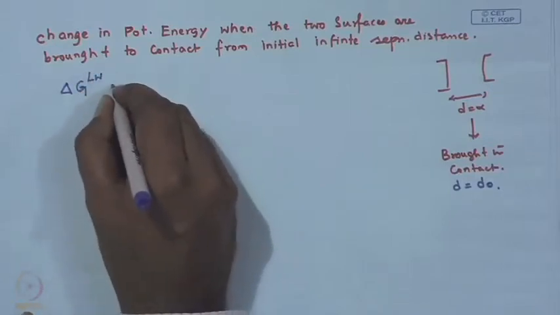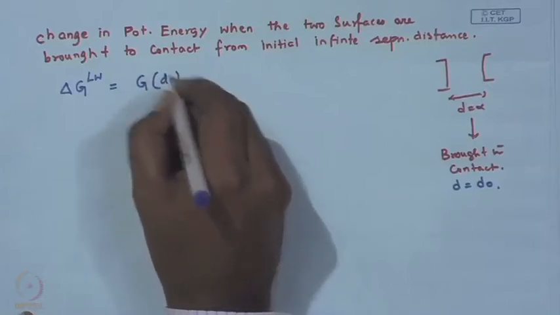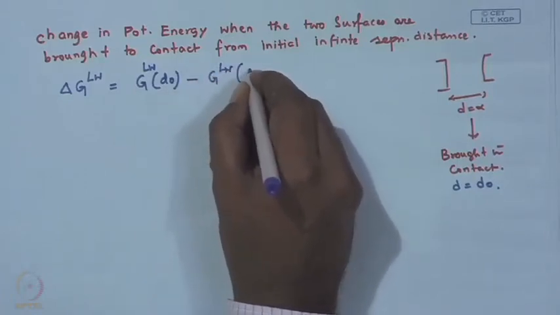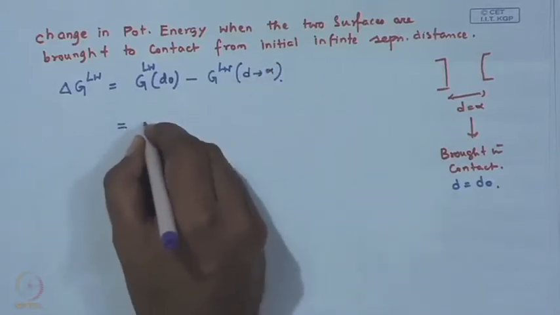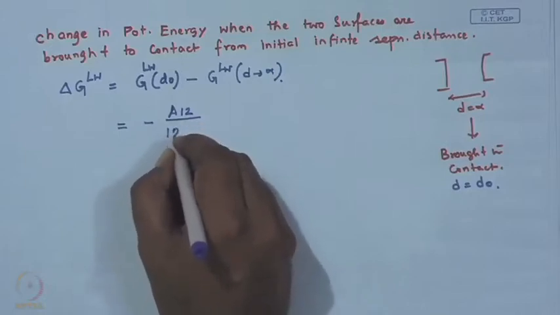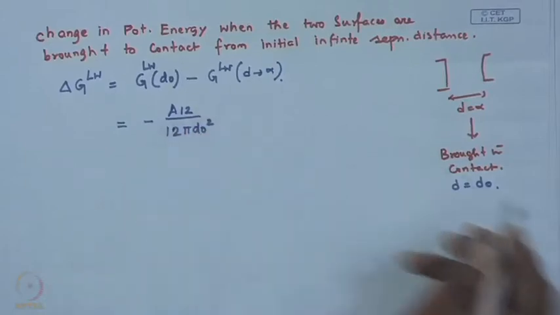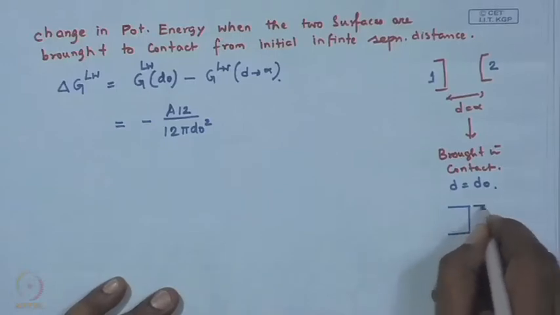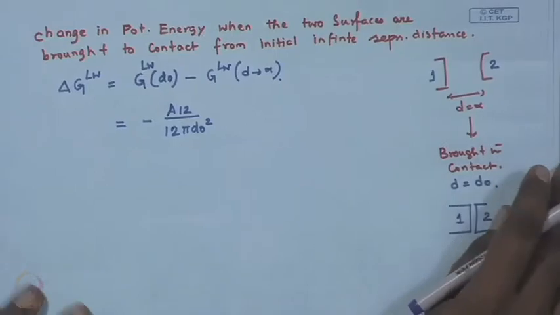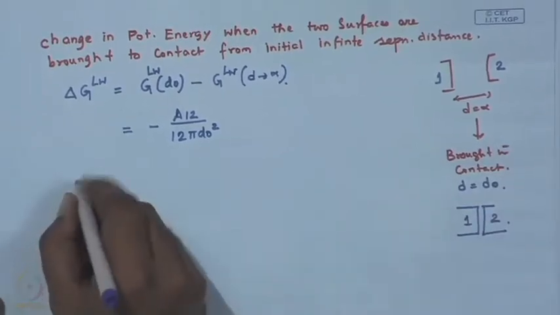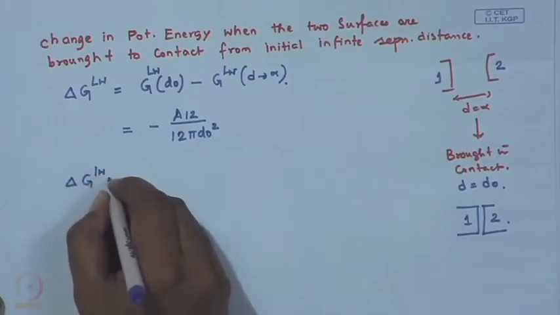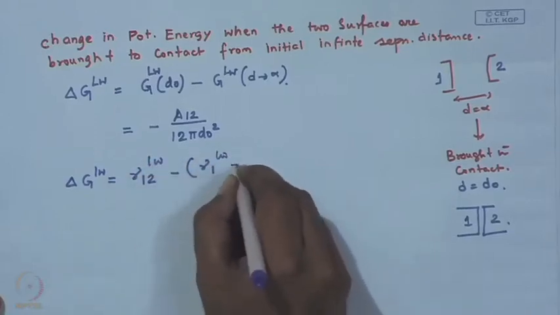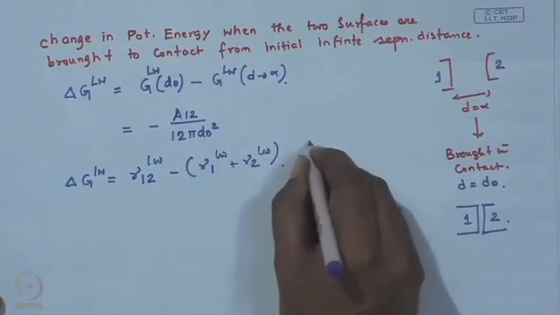So, we are talking about the delta GLW, which corresponds to the final GLW at contact, and the initial one was d tending to infinity. This gives you delta GLW is minus A12 divided by 12 pi d0 square. Now, incidentally, if you remember, these are the two blocks and now these two are in contact. This is also a situation where, in one of our earlier lectures, we have identified that this delta GLW can be represented as gamma 12 LW minus gamma 1 LW minus gamma 2 LW. This is the energy per unit area, of course.